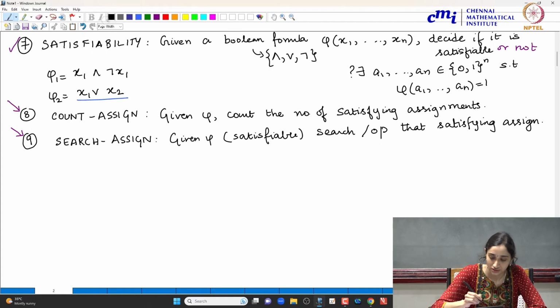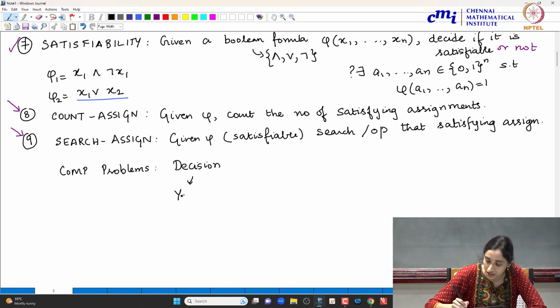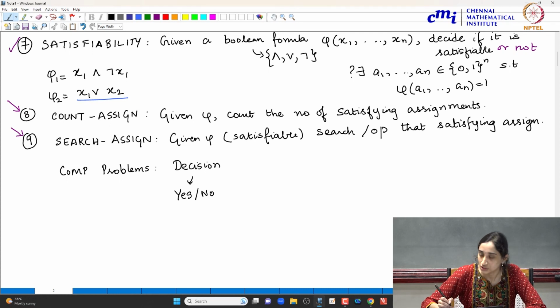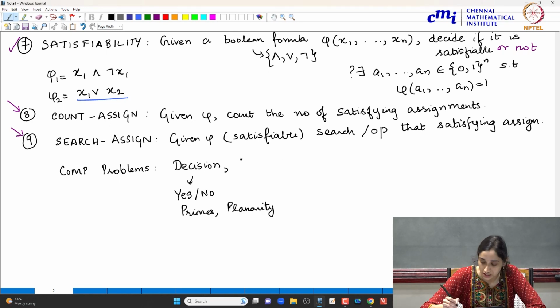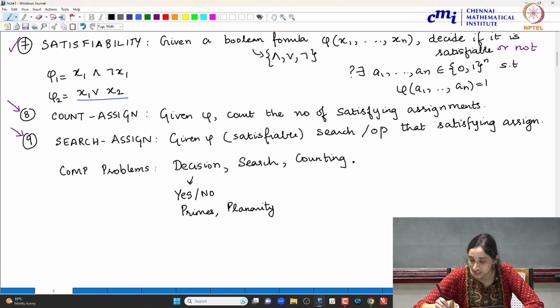Okay? So computational problems can be decision problems. A decision problem is where there is a decisive answer, yes or no. Primes is an example. Planarity is an example. Or they can be search problems where you are searching for an assignment. They can be counting problems where you have to count, like the number of assignments and so on. Or if you have seen matchings in graphs, count the number of matchings and so on. Or they could even be optimization problems.